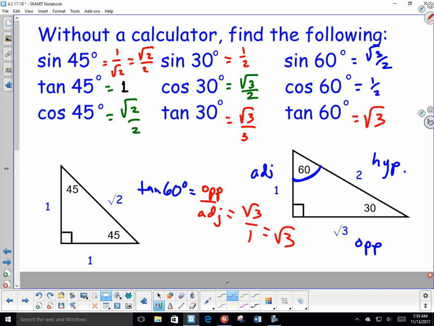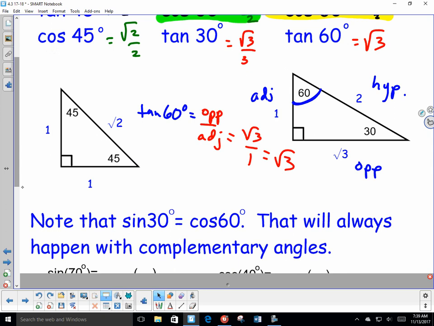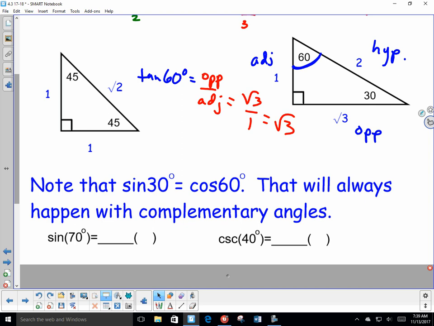All right, now I want you to notice something, and that is that the sine of 30 degrees is the same as the cosine of 60, and the cosine of 30 is the same as the sine of 60. And that's always going to happen. That relationship is always going to happen. Notice that the sine of 30 is equal to cosine of 60. That's always going to happen with complementary angles. 30 and 60 are complementary, and sine and cosine are co-functions of each other. So the rule is that the co-functions of complementary angles are going to be equal to each other.